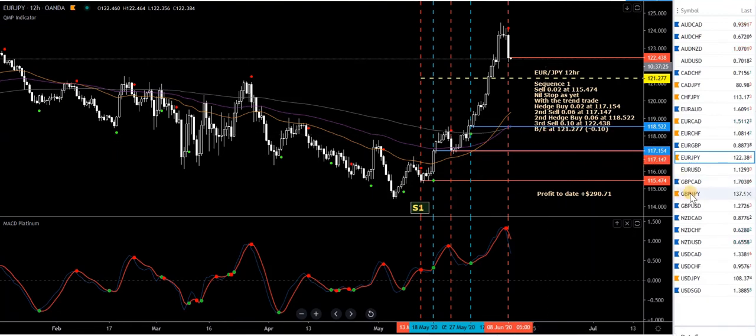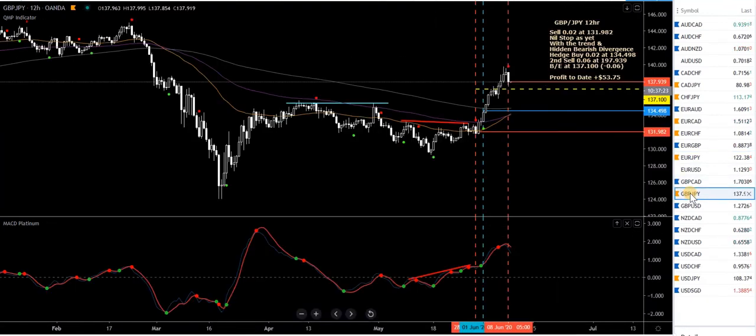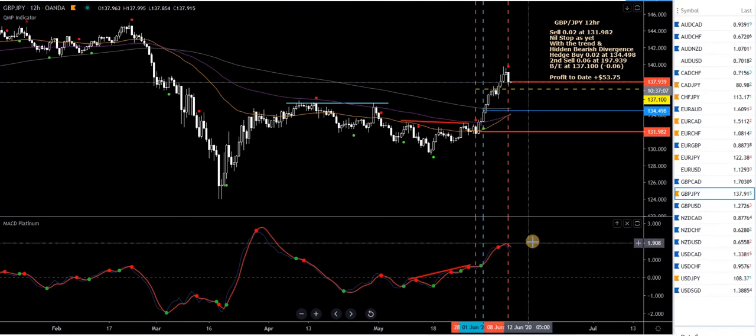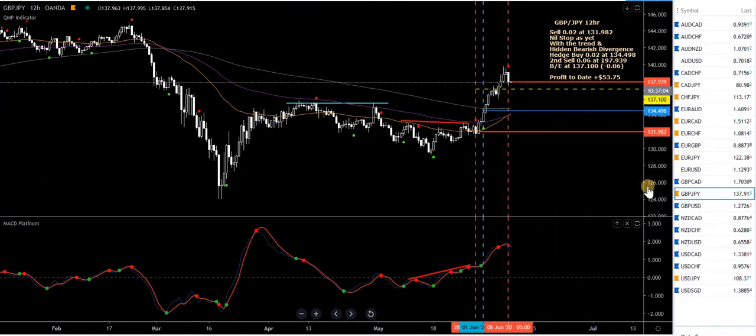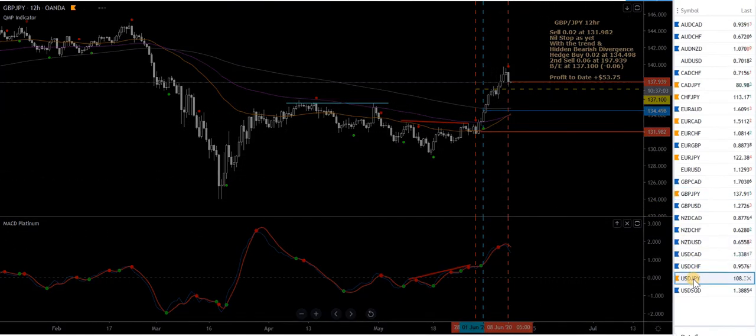All right, pound yen. Another yen pair, hedge broken. Sell, hedge buy, and a second sell here. So overall break even for all 3 trades is up there. You can see the MACD Platinum's above the zero level still. There's a real pattern this morning, and guess what?